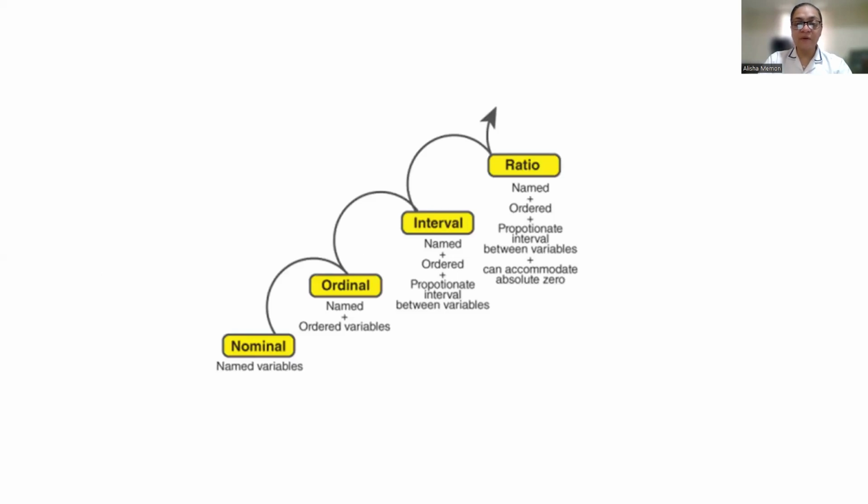This is a summary of all the four scales possible. If you see nominal, there are named variables. A step ahead, named and ordered variables. Interval, you have name, you have order, and you can measure the differences between variables. And ratio will be name plus order, plus you can measure differences, and you can have an absolute zero for the ratio scales.